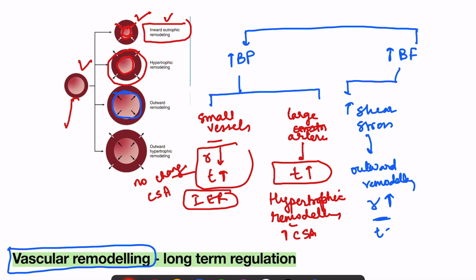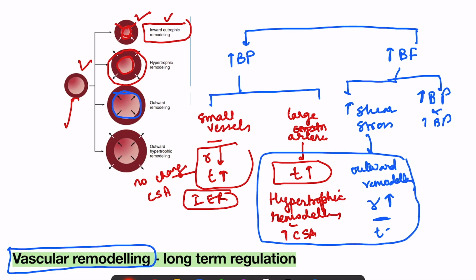On the other hand, if there is another one in which there is both increase in BP and increase in blood flow, then you just combine these two. Okay, so BP increase should lead to increase in thickness, and shear stress increase should lead to increase in the radius, and this is known as outward hypertrophic remodeling. Simply, fast we will revise how it has happened.